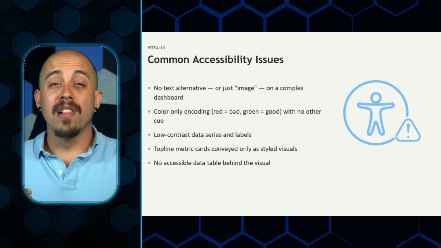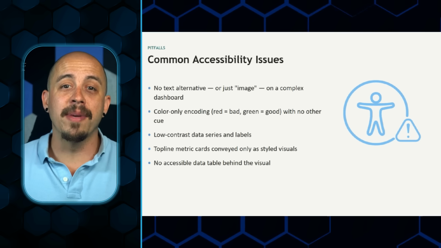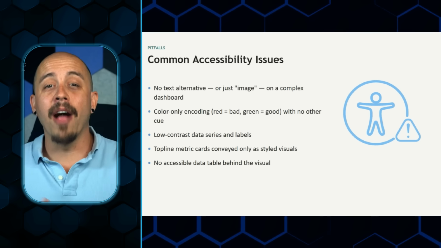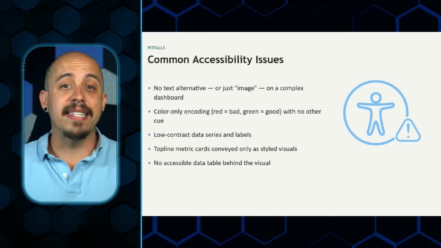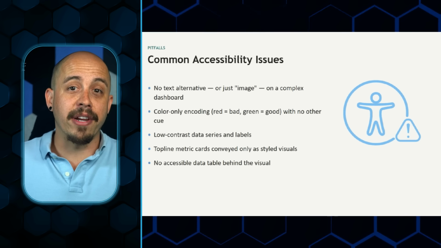Number three, low contrast data series and labels. The text and the visual elements are too pale or too small to perceive. Number four, top line metric cards conveyed only as styled visuals. The big 71% number is a styled image, not real text, so a screen reader can't read it.